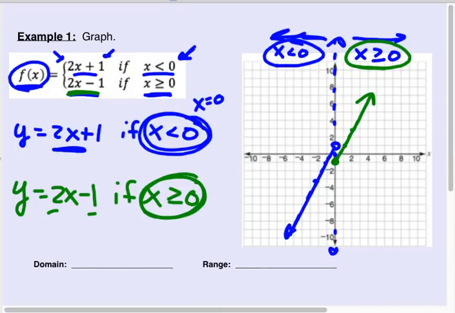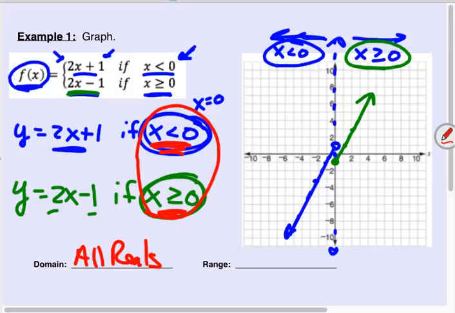Domain and range. A couple things here. When you look at your constraints, they start and stop at 0. Here it's less than 0, but here it's greater than or equal to 0. All your values less than 0 are negative. All your values greater than or equal to 0 are positive. Basically, you're covering all the points that you would want to cover for x. There aren't any x values that are left out. This is going to be all reals.